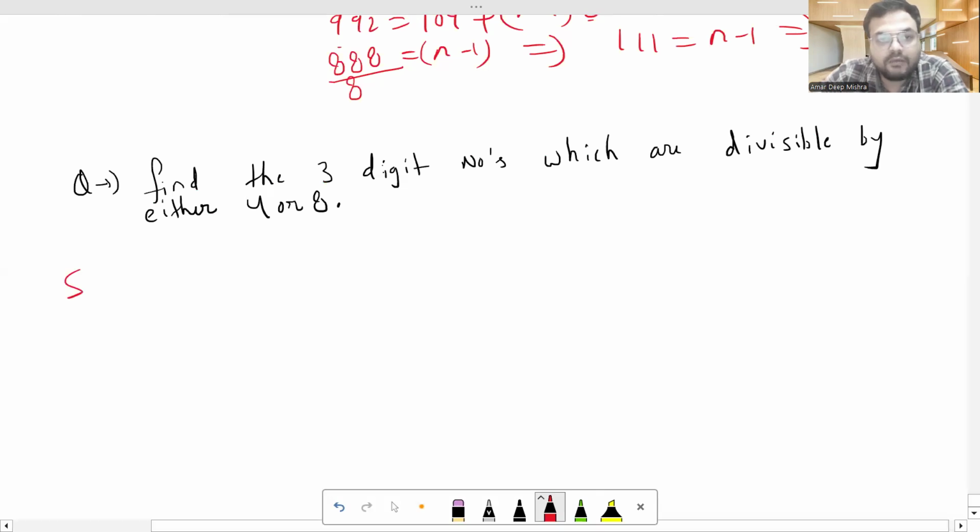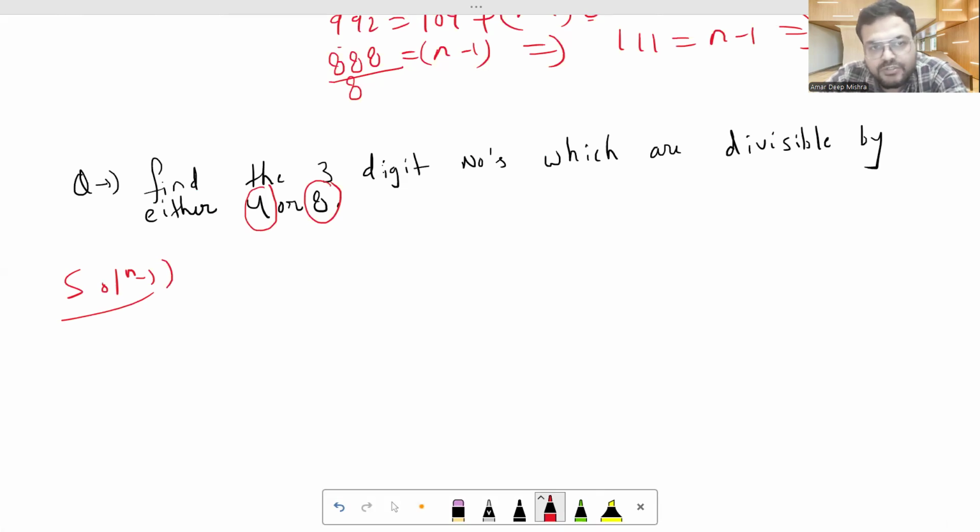Okay, now solution. Either-or means what? You have to find the three-digit numbers which are divisible by either 4 or 8. Means either they are divisible by 4 or they are divisible by 8, but not divisible by both 4 and 8. Or rather, I should not use this word either. The question should be: find the three-digit numbers which are divisible by 4 or 8. That means the number has to be divisible by 4, or it has to be divisible by 8, but it should not be counted twice for being divisible by both.